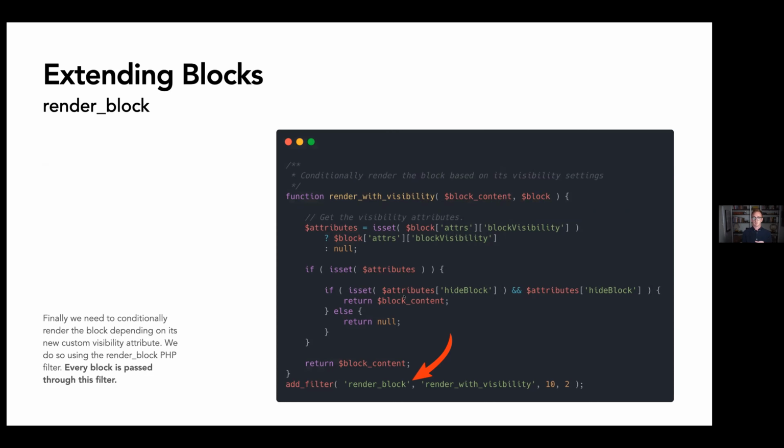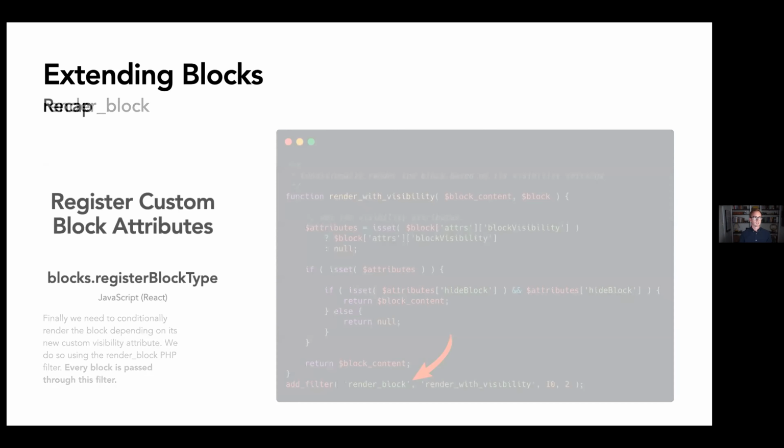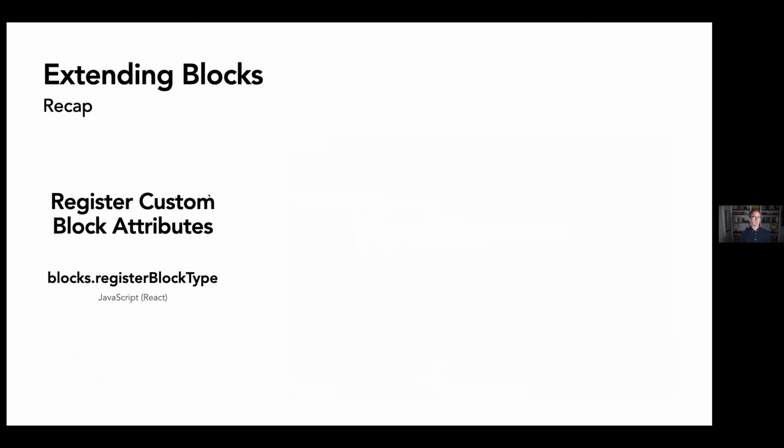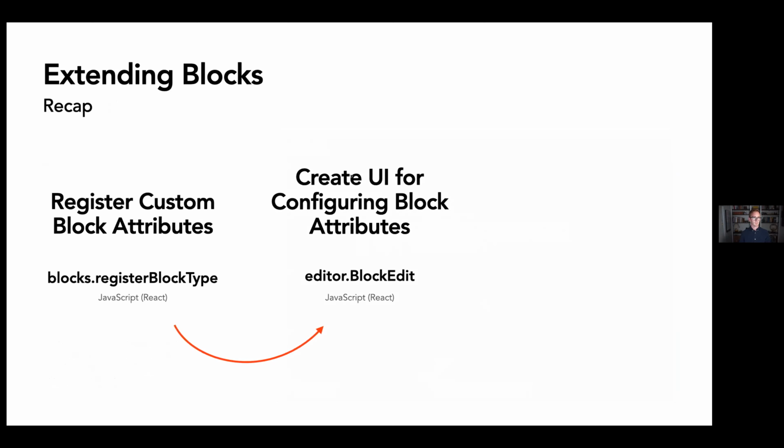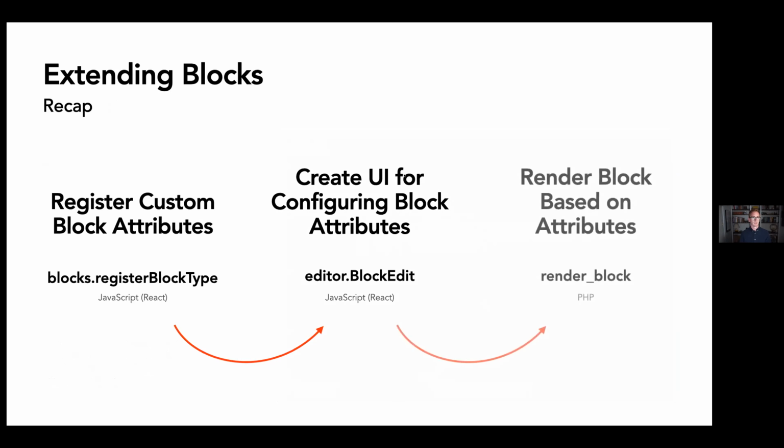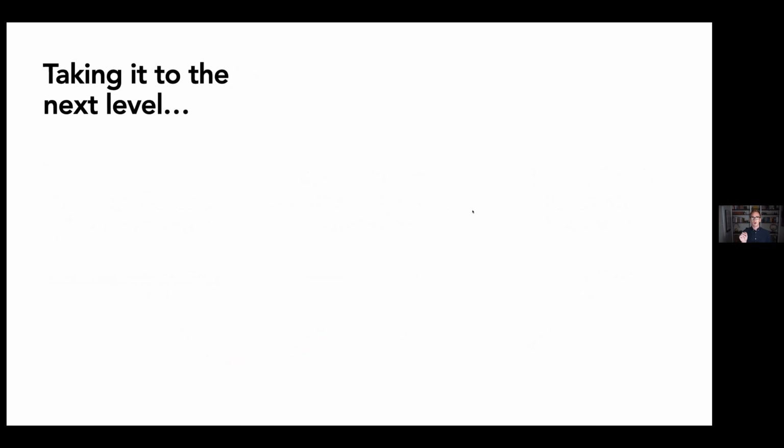So as simple as that, we took our attribute, we looked at its value, and then we did a simple conditional. Should we show it? Should we not? That's it. We're done. So just a quick recap. We registered a custom block attribute. We created UI for configuring block attributes. We rendered the block based on those attributes. And we did this all within the block editor, all within the standard UI for the block editor. And that's it. So all we did in this example is we hid a block.